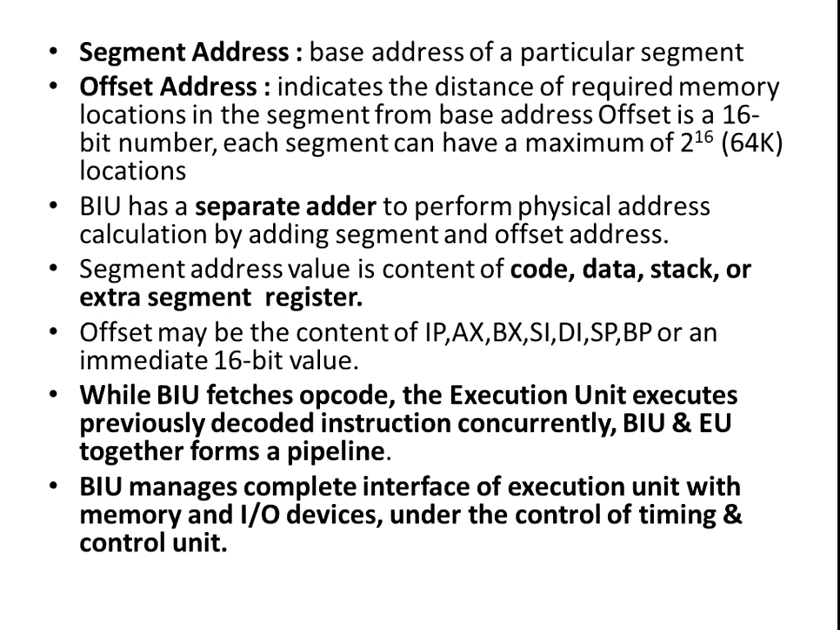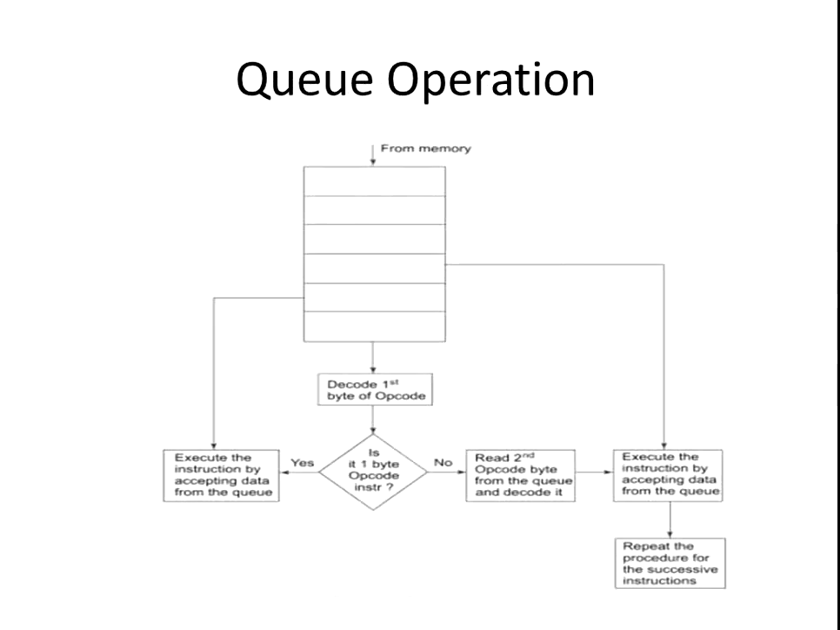So here we can see the figure. The bus interface unit fetches instructions from the memory and stores them in this instruction queue. And here we have 6 bytes. There are 6 blocks, each one 1 byte long. The execution unit takes the instruction one byte at a time from this instruction queue. So the fetch cycle and execution cycle both operate in parallel. So we can say that it is pipeline processing of instructions.